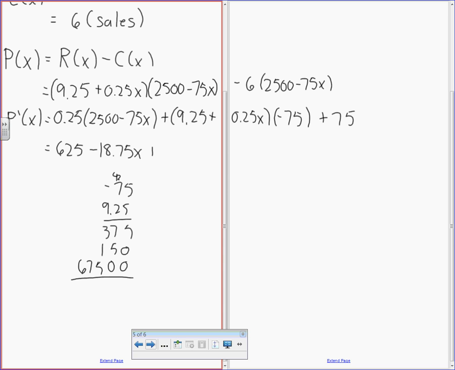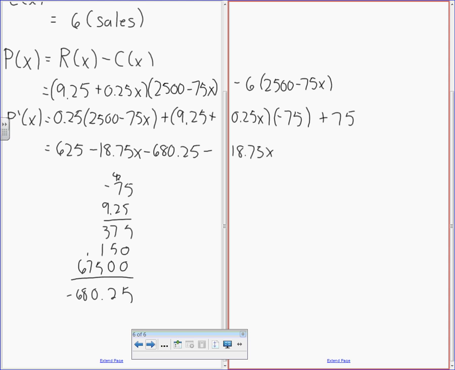You're thinking, you're saying to yourself, Mr. Sadler, why would you ever teach calculus without a calculator? There we go. Negative 680.25. That doesn't seem right. Yeah, 10 times 75 is okay. So I'm going to call that negative 680.25. 75 divided by 4 is once again minus 18.75x. Sorry for that messiness right there.